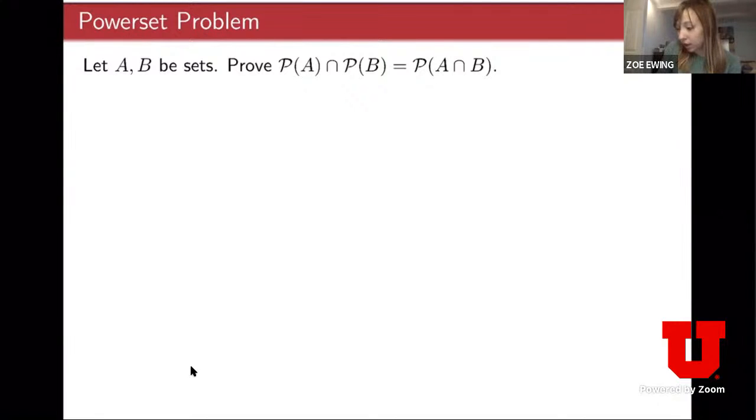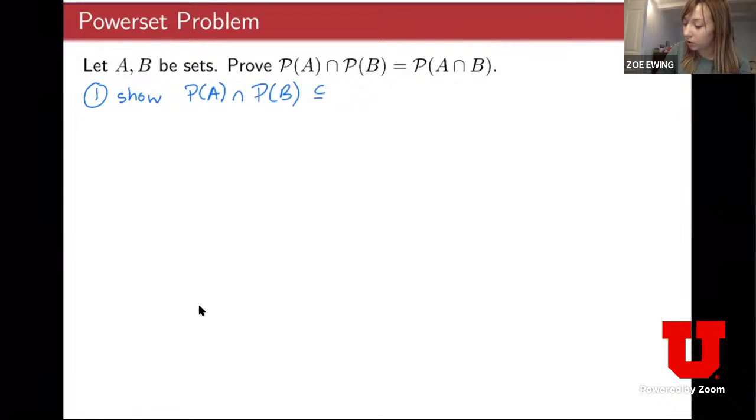Again, we have a set equality problem. So what does that tell us about our cases? All right, so remember, if we're proving set equality, we want to show that both sides of the equal sign are subsets of each other. So for our first case, we're going to want to show that the power set of A intersect with the power set of B is a subset of the power set of A intersect with B.